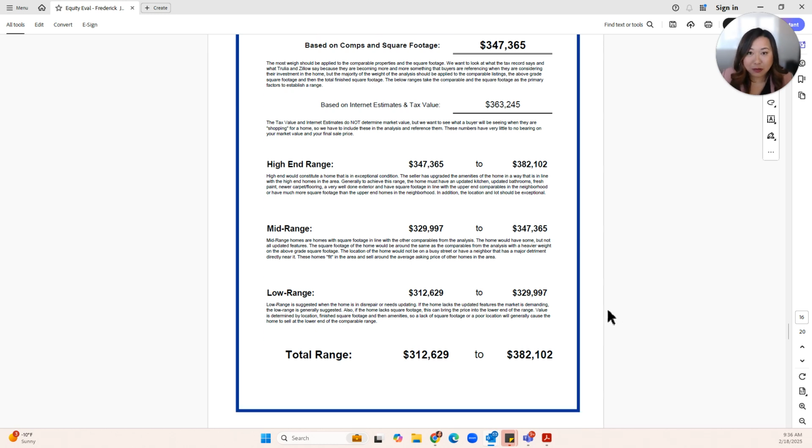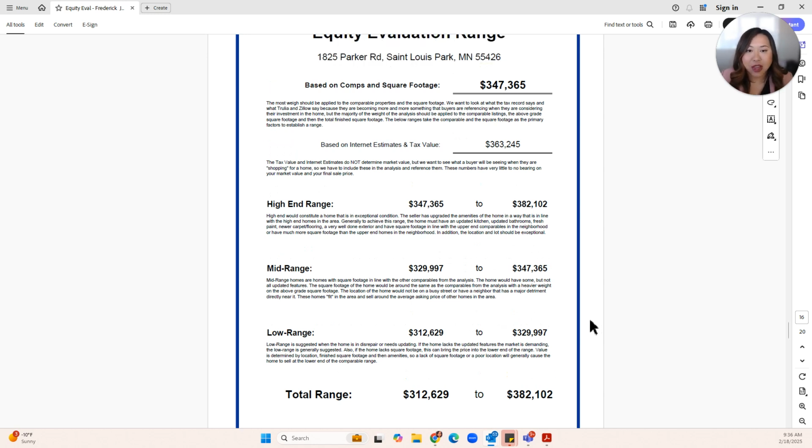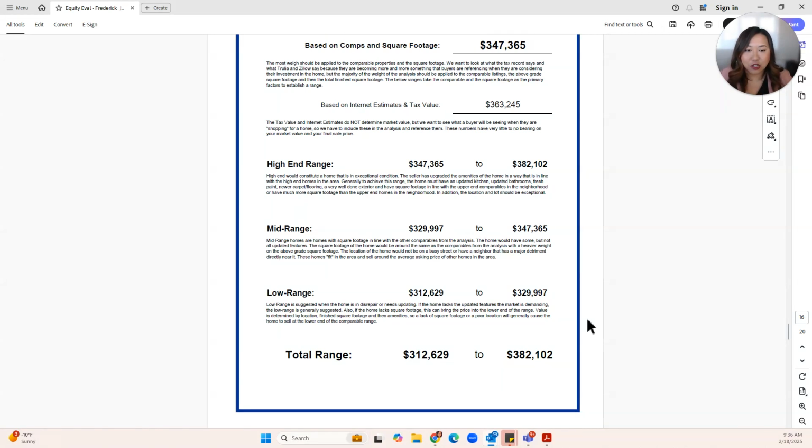We'll do a deeper dive in part two, where we'll show you the back end of how we make all this happen, and how you actually get from comparable homes you picked out on the MLS to this really cohesive equity evaluation.